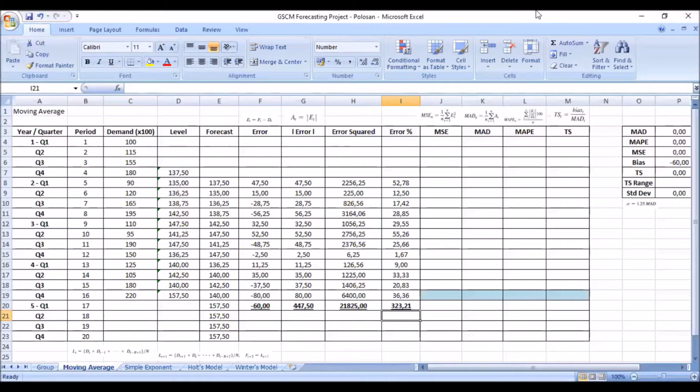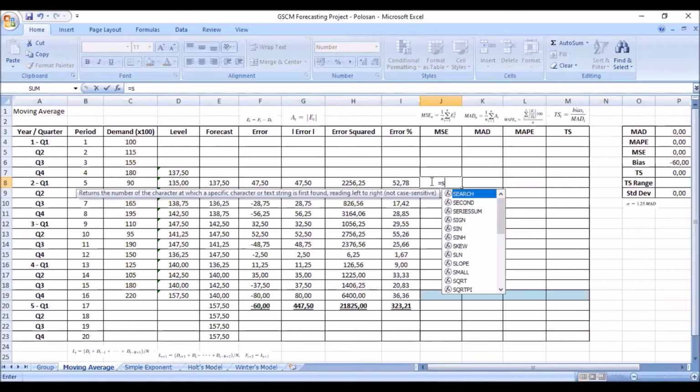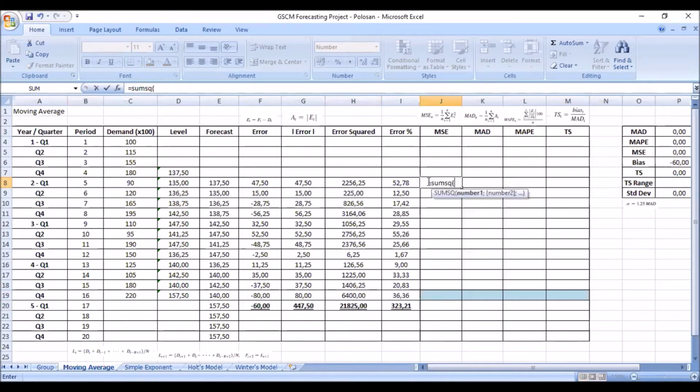After we have already found every error, error square, absolute error, and percentage, we're gonna move to the MSE, which is mean square error, MAD, mean absolute deviation, MAPE, mean absolute percentage error, and TS, which is the tracking signal. In MSE, we can actually use two formulas, the MSE formula that can be found by dividing the total of error square by the number of periods involved. However, in moving average, it can be a bit tricky, because we must subtract from the total periods the periods that are not involved.